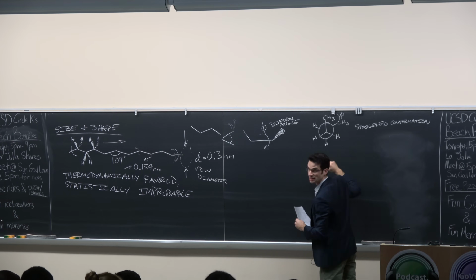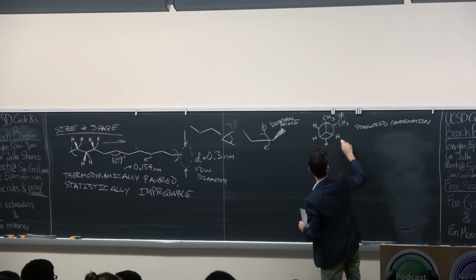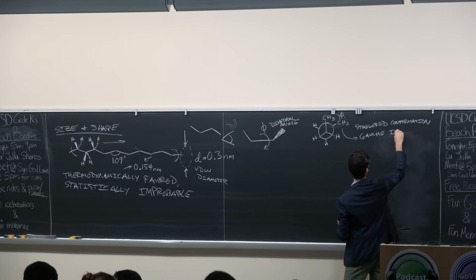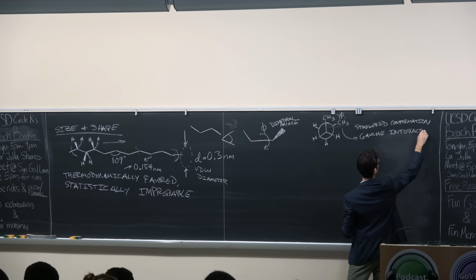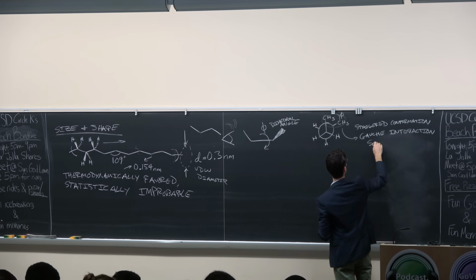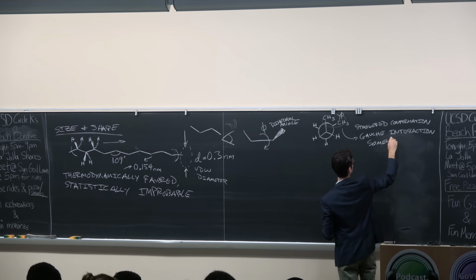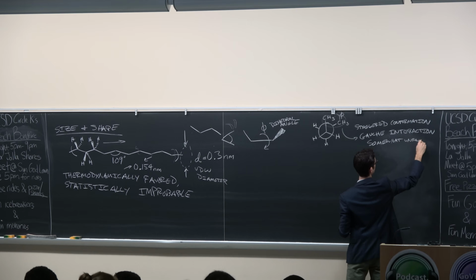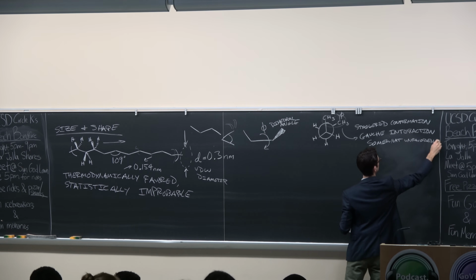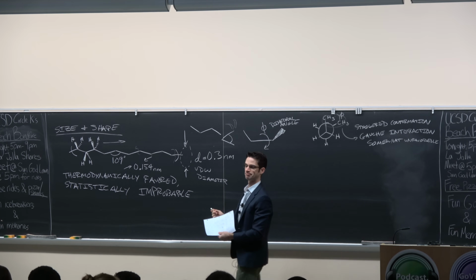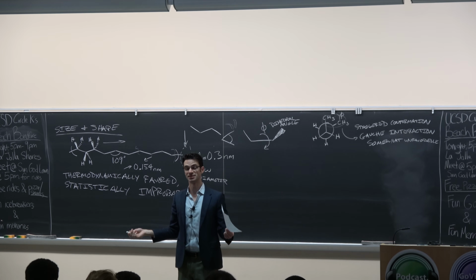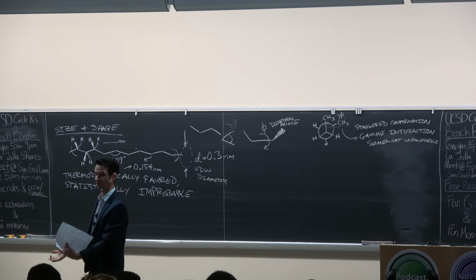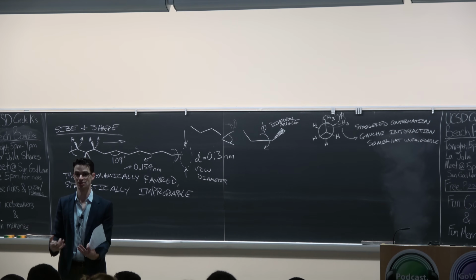And this interaction here between these two methyl groups is called a gauche interaction, which is somewhat unfavorable. Why is it somewhat unfavorable? The steric hindrance. Sterically, there's too much bulk in these CH3 groups, and the electron clouds start to interact through space.